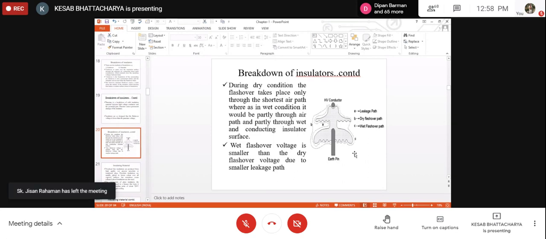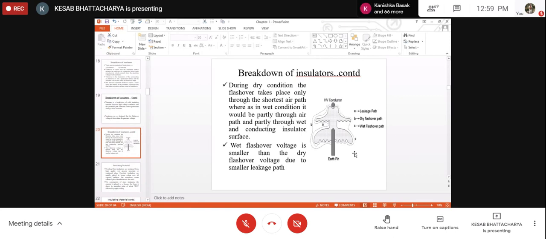Now this is because, as mentioned, during dry condition, the flashover takes place only through the shortest air path, whereas in wet condition, it would be partly through air and partly through the wet and conducting insulator surface.